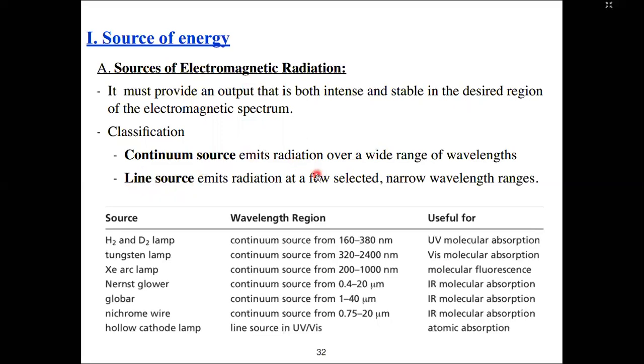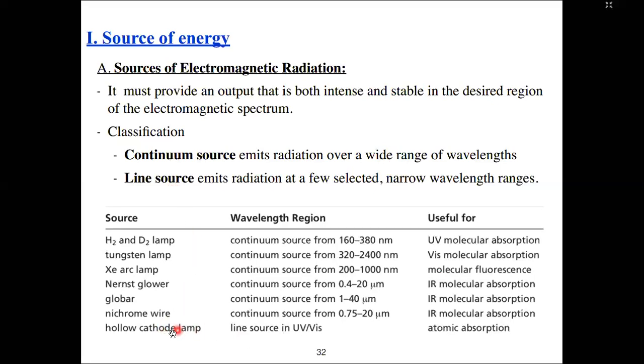So the continuum source is the radiation over a wide range of wavelength, maybe 200 to 300 nanometer, for example, 200 to 1000 nanometer, 500 to 600 nanometer. That is continuum source. You need all the wavelength in that region. The other one is line source. The line source emits radiation as a few selected narrow wavelength range, very small wavelength range. That will be line source, like the line where you have very particular line, right?